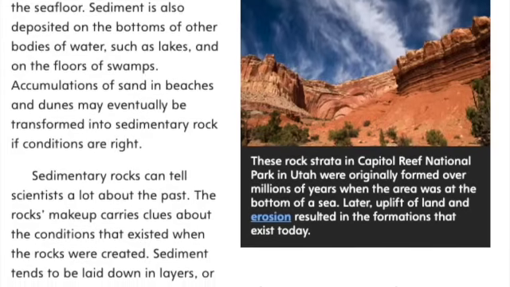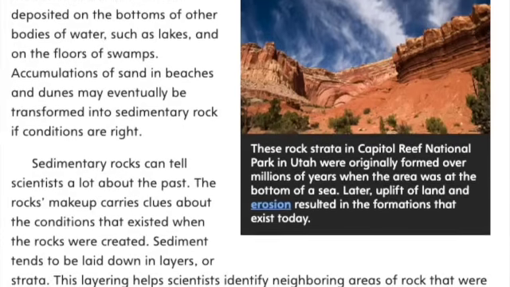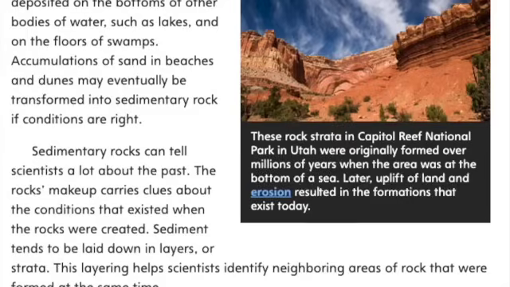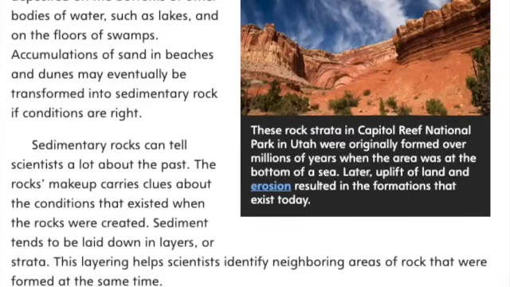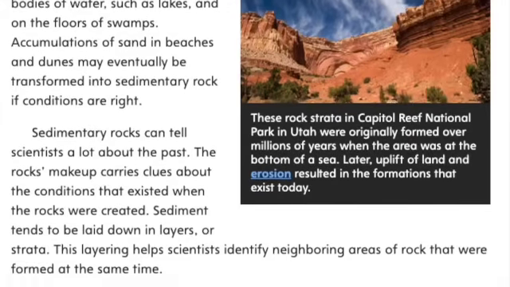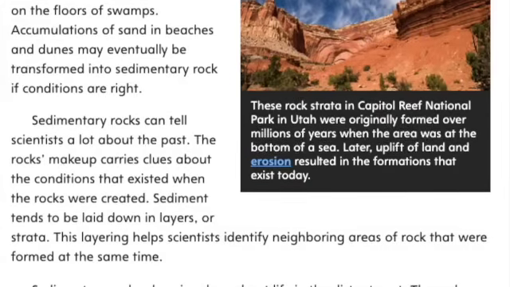Sedimentary rocks can tell scientists a lot about the past. The rock's makeup carries clues about the conditions that existed when the rocks were created. Sediment tends to be laid down in layers, or strata. This layering helps scientists identify neighboring areas of rock that were formed at the same time.